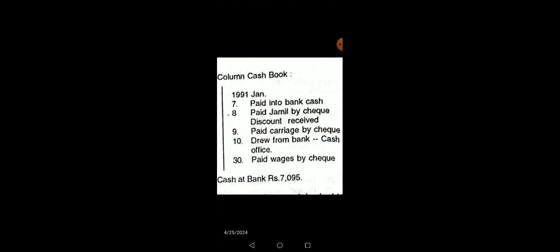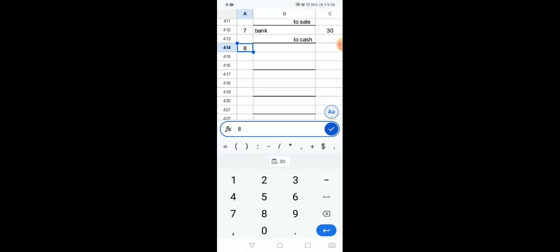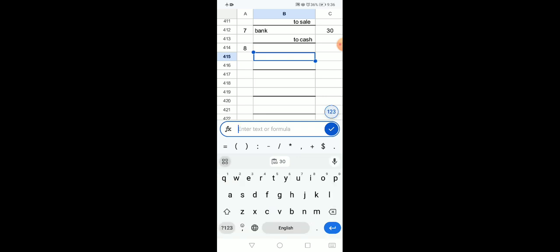Now the 8th entry is saying paid Jameel by check and discount received. We have paid Jameel by check and discount is also involved. When you pay someone by check, what will happen? The person to whom you are paying this check is your account payable or creditor. The creditor will go to your bank, present that check, and withdraw the amount from your bank. It means the amount present in your bank account would be decreased.